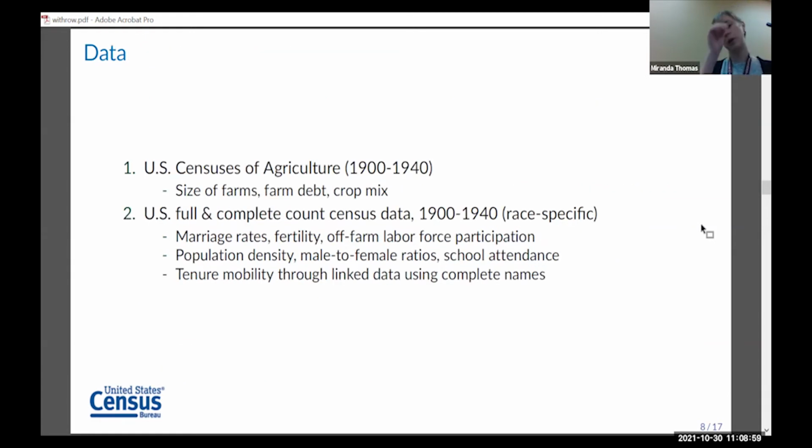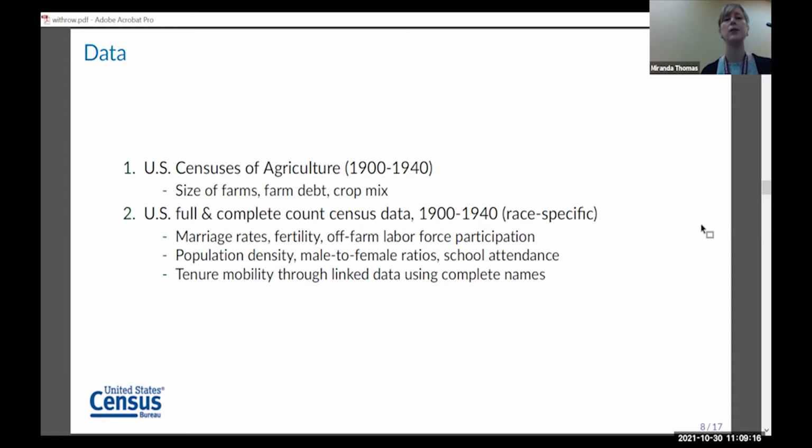So data for this project come from the U.S. Census of Agriculture, which are available every 5 to 10 years. And they have information on things like the size of farms in a county, the farm debt, or the crop mix, the share of land devoted to certain crops. I also use the U.S. full and complete count census data.